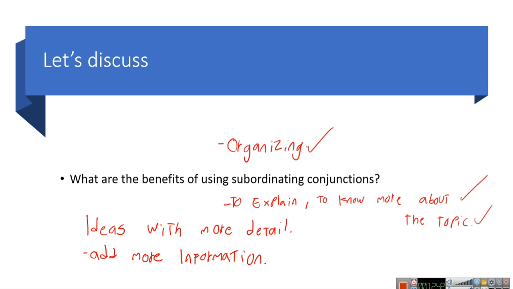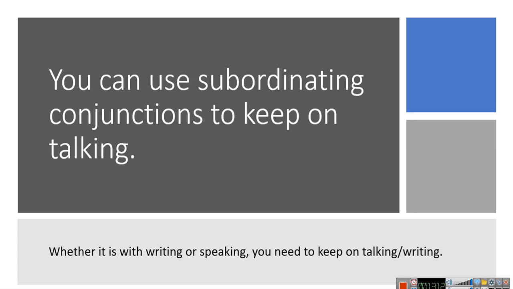And one idea is that when you use subordinating conjunctions, writing is easier for you because you get to add more information. Also, Lawrence said, ideas with more detail. That's very good. You offer more information about those ideas, thereby they end up having more detail. And finally, they add more information, just as Freddy said. So very good of you guys.